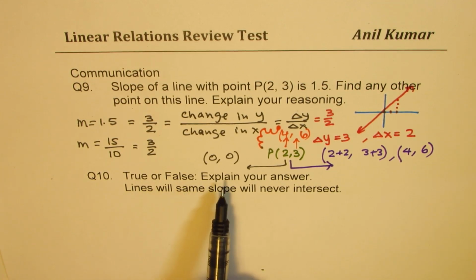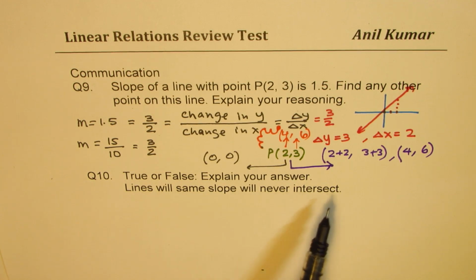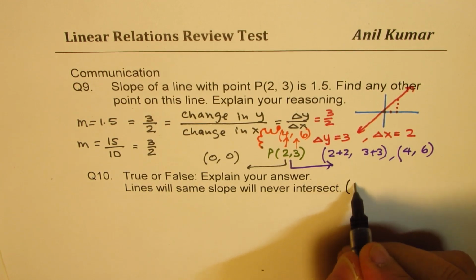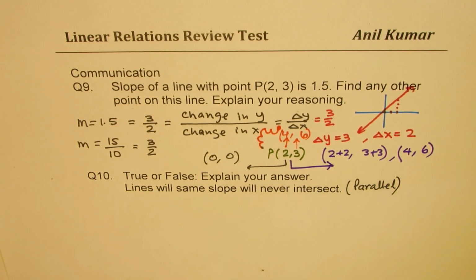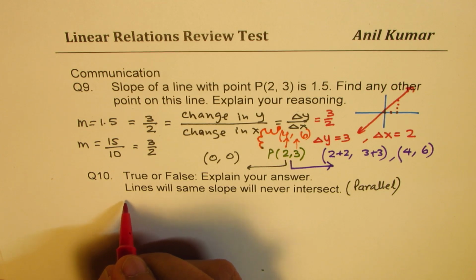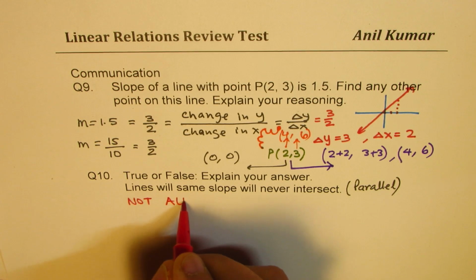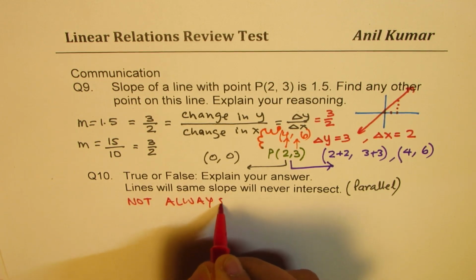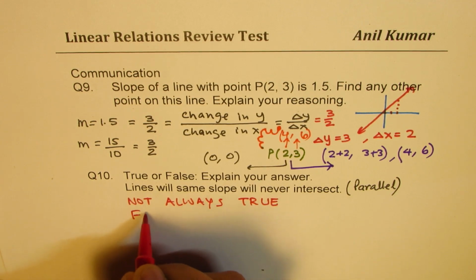True or false? Explain your answer. Lines with same slope will never intersect. That is to say, they are parallel. Is it true or false? So the answer is, is it true? Not always. So I will say it is false.